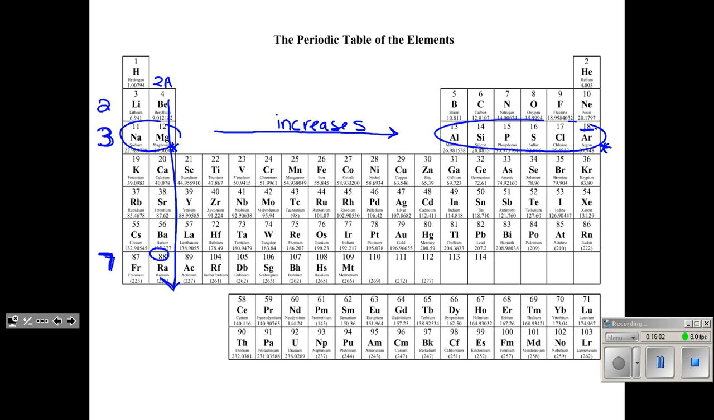So as the electrons get farther and farther away from their nucleus, it really doesn't matter that the nucleus is getting bigger, because the farther away the electrons get, remember, increased distance is decreased attraction. So the outer electrons of radium are not very attracted to radium's nucleus, whereas the outer electrons of magnesium are more attracted to magnesium's nucleus. So it is much easier to take an electron away from radium than it is from magnesium. So as we go down a family, ionization energy decreases.